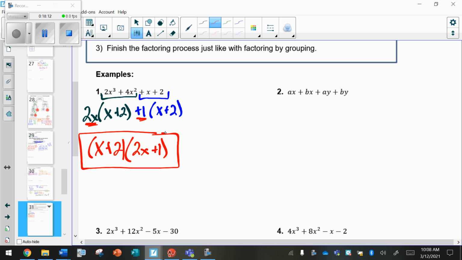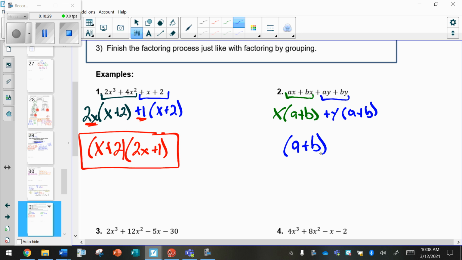So that's all you do. You group and you GCF. Then you take the one common factor, and then the GCF is your other factor.